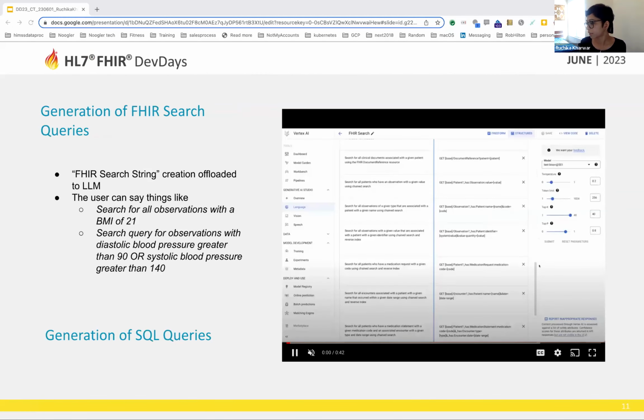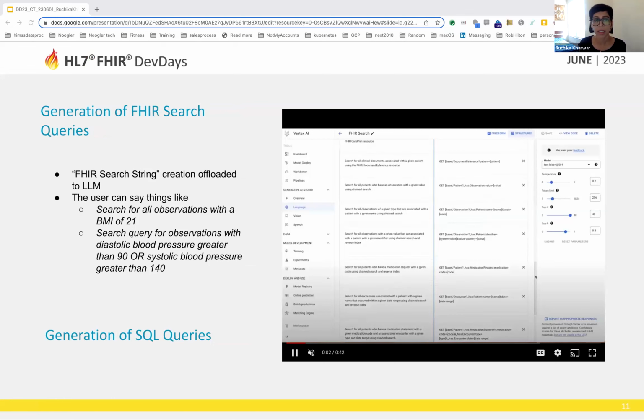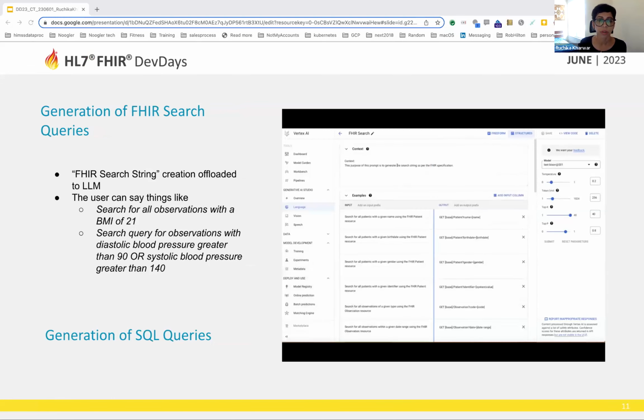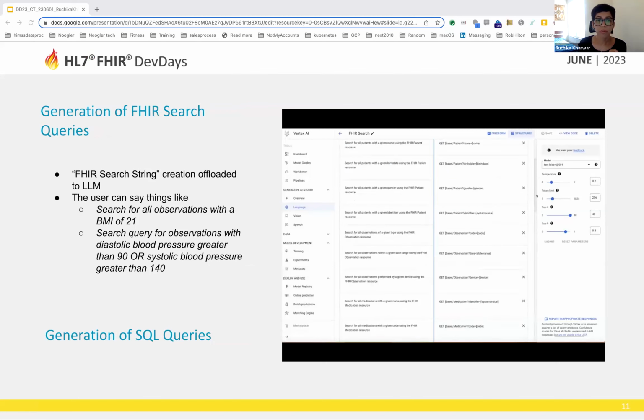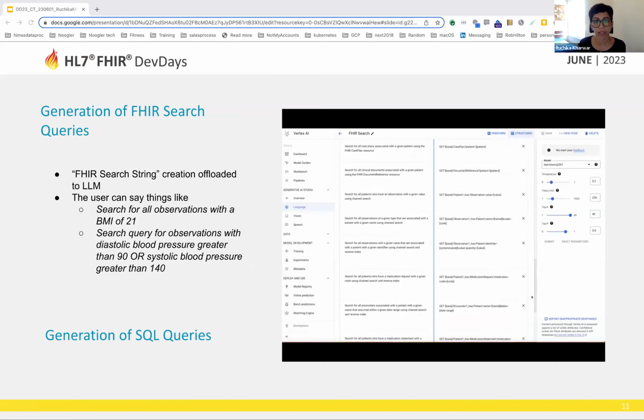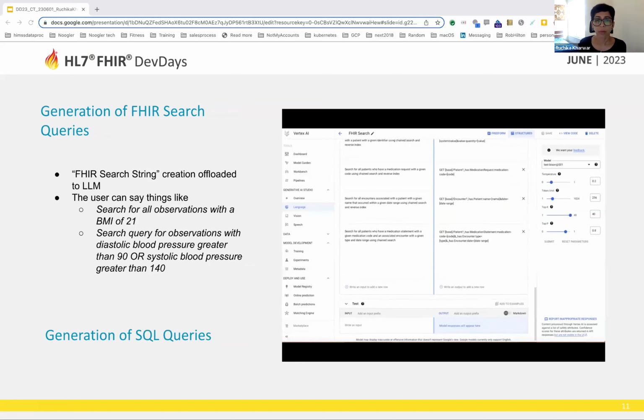Now this next example, this little GIF that I have playing, is for approach 2. What I have here is a little prompt which is created using a context saying, I want you to use the FHIR specification. In this approach, I've used something called a few-shot approach, in which, along with the direction, I also give examples to the model, saying this is a search expressed in natural language, and this is a search string for the same.